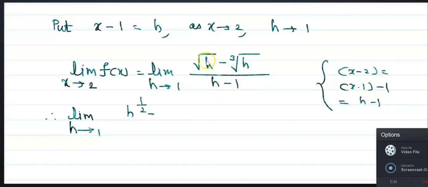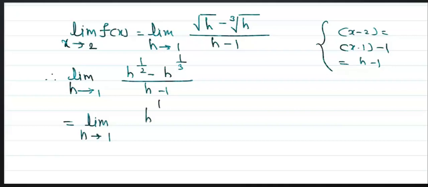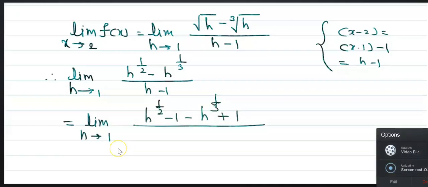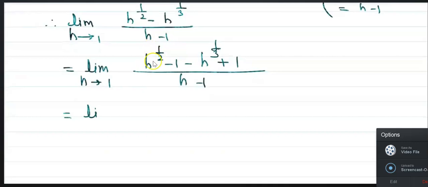Now here, root of h means what? h raised to 1 upon 2. Cubic root of h means what? h raised to 1 upon 3, upon h minus 1. Now here this is of the form limit x tends to a, x raised to n minus a raised to n upon x minus a. And using that we can find out the limit h tends to 1, h raised to 1 upon 2 minus 1 minus h raised to 1 upon 3 minus 1. We will take the minus sign common from these two terms.